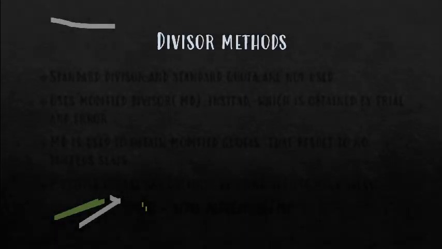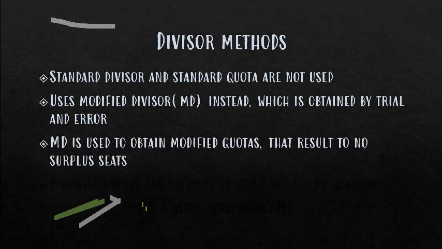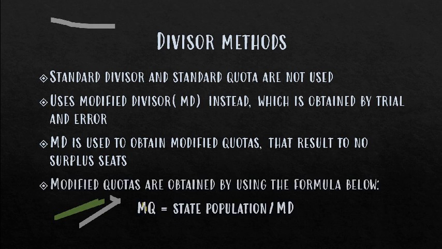Apart from the quota methods, there are also divisor methods. Divisor methods are apportionment schemes where the standard divisor and standard quotas are not used. Instead, these methods use the modified divisor, which is obtained by trial and error. It may take some time to come up with one that exactly fits the given. The modified divisor is used to obtain modified quotas that result in no surplus seats. Modified quotas are obtained by using the formula below. MQ is equal to state population over MD.